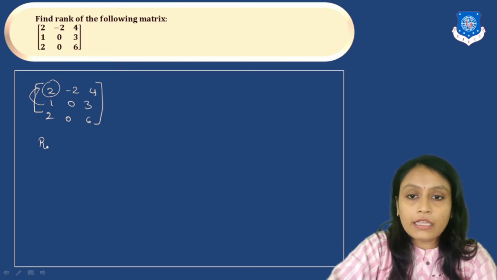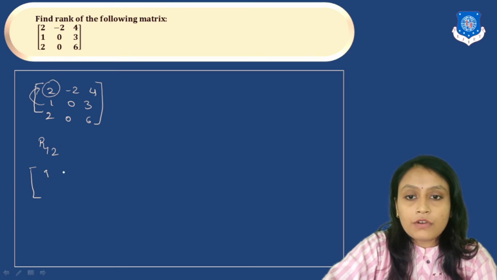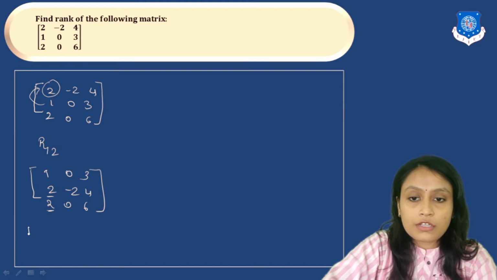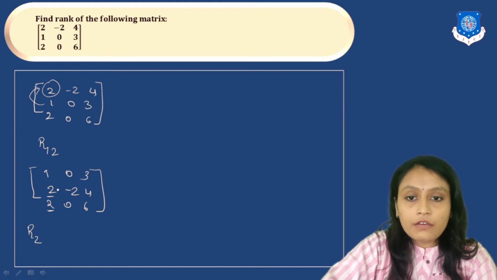So we will apply R12. We are interchanging first and second row. So you will get 1, 0, 3, 2, minus 2, 4 and 2, 0, 6. Now the next step is to make 0 over here. Now we have to make 0 in the second row. So firstly we will write R2. Here we have plus 2, so we will write minus 2. And the leading one is in the first row, so we will write R1. And we are making changes in the second row.